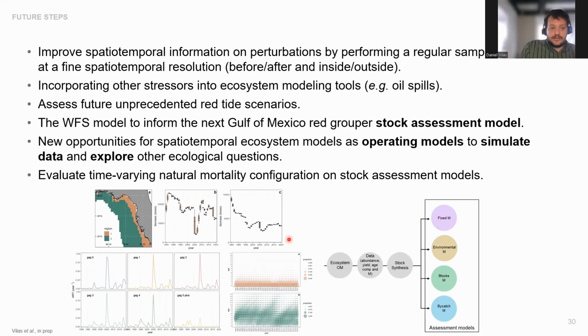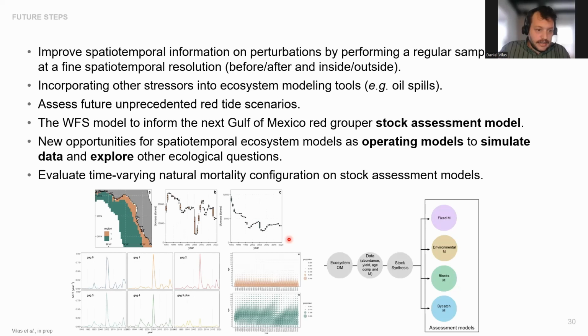The West Florida Shelf Ecospace model could also be used to evaluate unprecedented red tide scenarios, and also inform other stock assessments, such as the red grouper stock assessment. We can quantify this red tide mortality rate and apply it to a single species stock assessment model. It also helped to create new opportunities for those spatial temporal ecosystem models, in terms of using them as operating models to evaluate different kinds of sampling design.